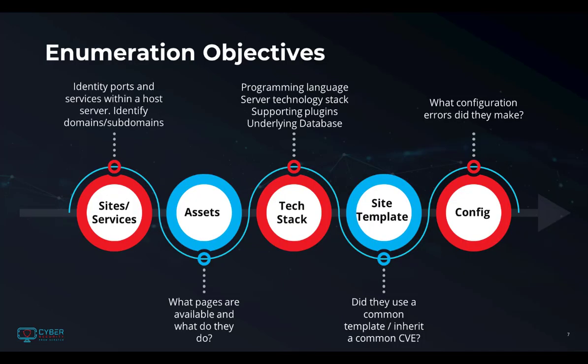There are a couple of key objectives in the enumeration sequence for a website, and it can be a little more complicated than other services because websites are by their very nature a little more complicated. So the very first step is identifying ports and services on a host server, and you want to identify domains and subdomains. This overlaps largely with the basic enumeration that we saw before, where you use nmap and just establish what's running. But next you need to go a step deeper and say, what are the assets available on this web server? So what are the pages, what do they do, etc.